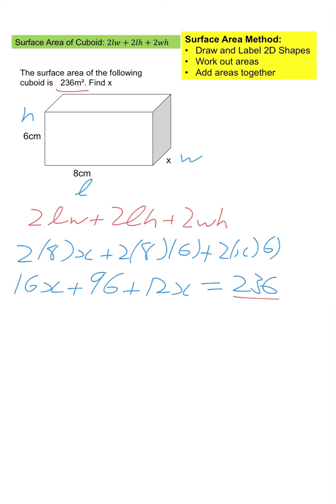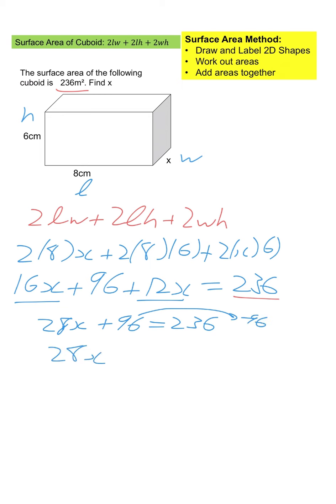Okay, so let's simplify here. So 16x and 12x, that'll be 28x, plus 96 equals 236. Let's bring the 96 to the other side. So then 28x is equal to 236 minus 96, which is 140. So then x equals 140 over 28. So x then is equal to 5. So our final answer is x equals 5 centimeters.